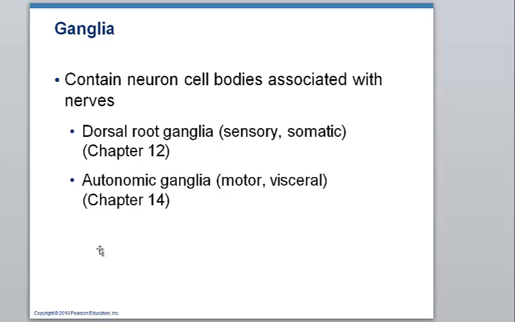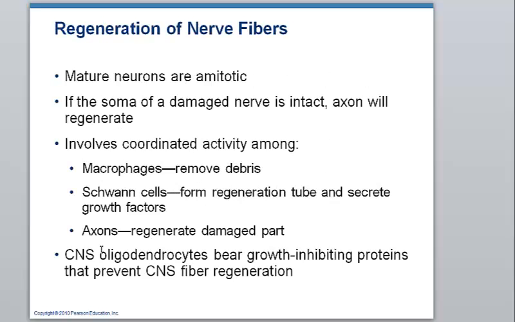Ganglia is a collection of cell bodies outside the CNS, like we mentioned in the previous chapter. We're going to talk about dorsal root ganglia over here when we get to the spinal nerves.